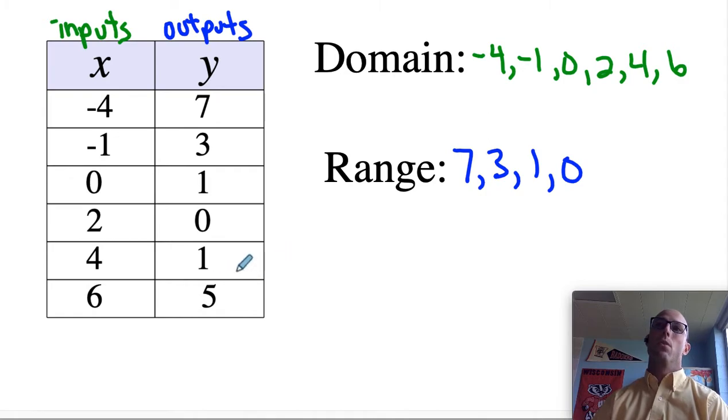Now here's the deal. There's another 1 here. I already listed 1, so I don't need to list it again. If you happen to do that, it's not necessarily wrong, but I'm not going to list it again because I already have it once. I do need to list 5 though as well. So it turns out my range is just 5 values, and that's what they are. So that's if you have a table.